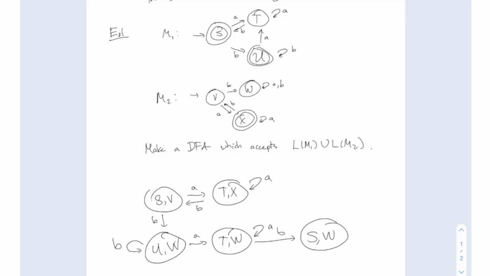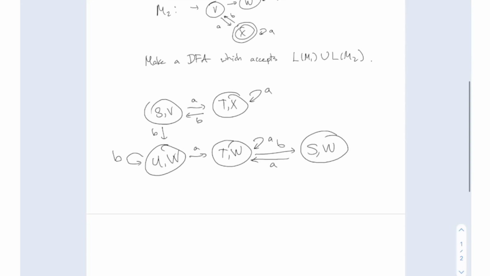Okay, I hope I don't just keep getting new ones every time. SW with an A: S goes to T, W stays W, so SW with the A goes back to TW. And SW with a B, S goes to U, W stays a W. That goes to UW. And that's the end. A B here. And that's it. There are no more reachable states from the beginning.